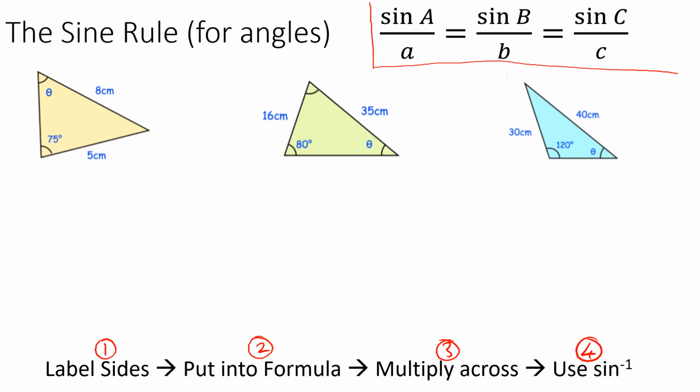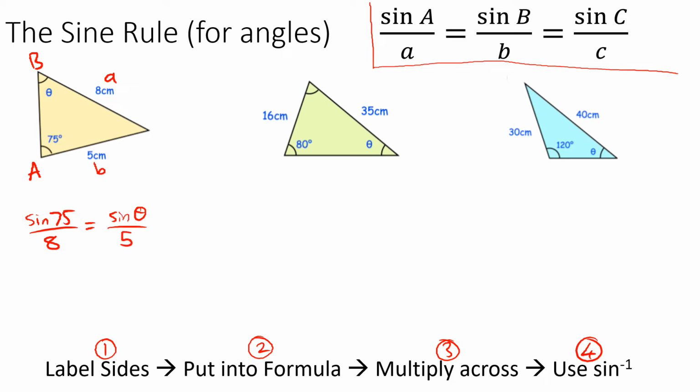So let's label up our triangle. Let's call this A and A. Let's call this B and B. And let's use this other version now. So we've got sine A over A. So we're going to say sine 75 over 8 is equal to sine theta over 5.